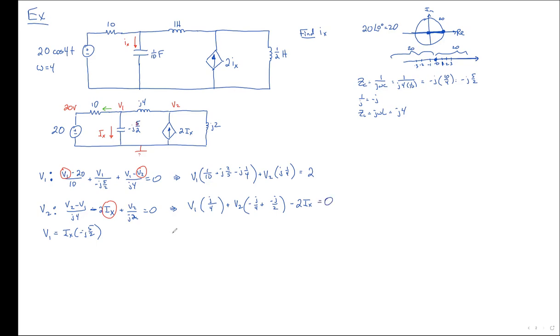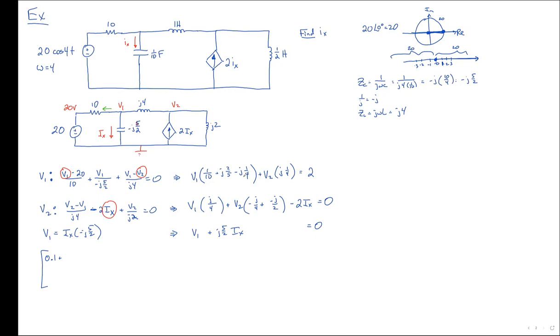Okay, and now we can rewrite this, putting all the variables on our left. That would be V1, and then plus J 5/2 times I sub x, and all that equals 0. Now, with all this, we can throw it into MATLAB.